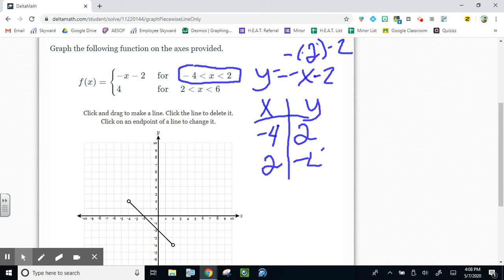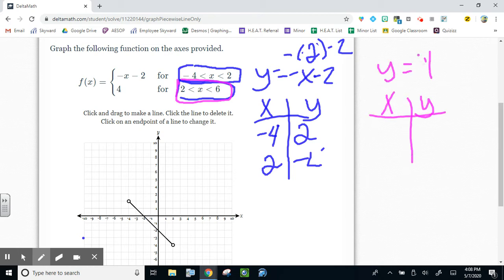The second graph is for the points 2 and 6. I'm going to change the color on that. So for 2, 6, the equation is y equals 4. Now that's actually a horizontal line, so when I plug in positive 2 and positive 6, it doesn't really matter because y is always going to equal 4. That's what that means. The y equals 4 on each of these points.